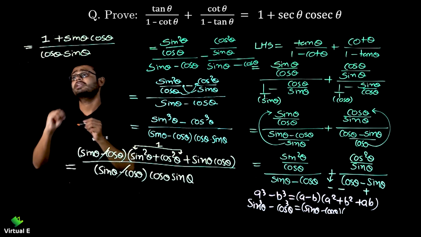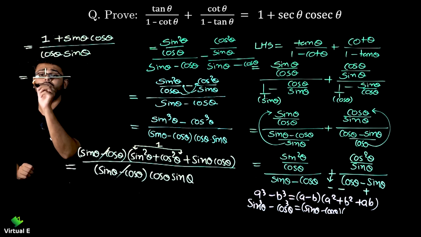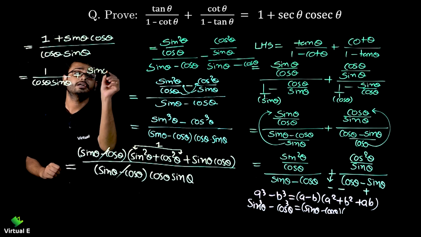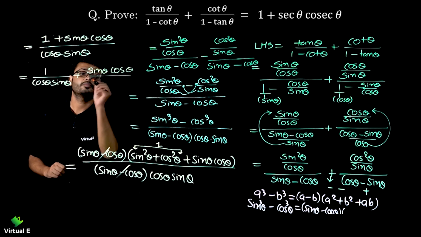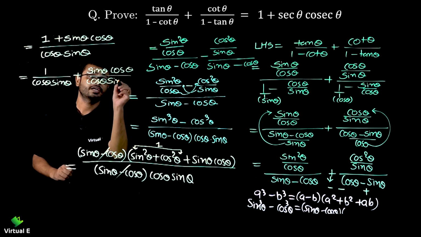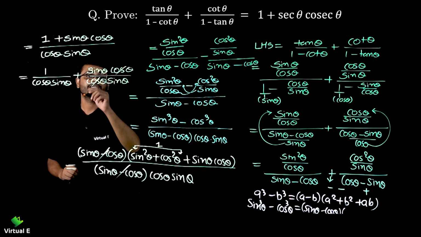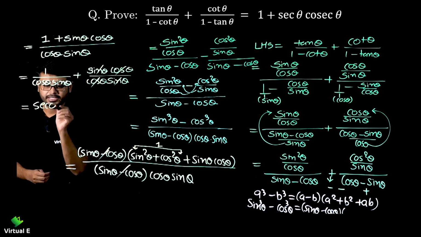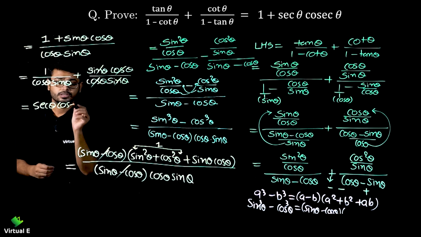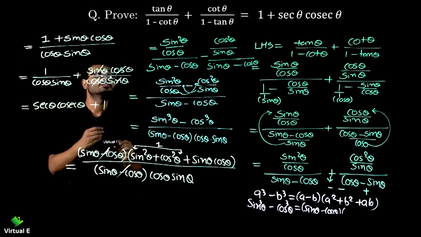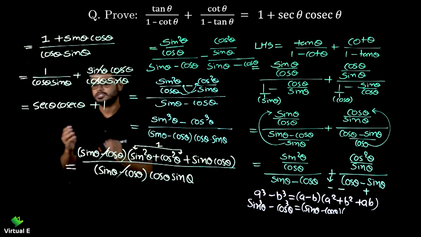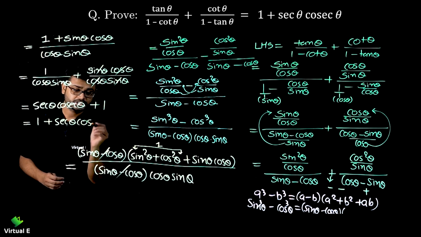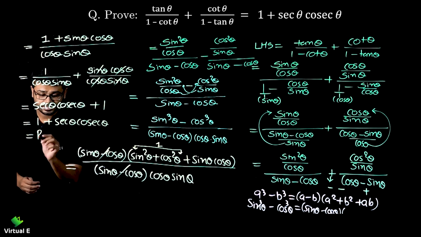Done. Now let's divide individually. Here it will be 1 over cos theta sin theta plus sin theta cos theta over cos theta sin theta. So you can see that cos theta cancels, sin theta cancels, and here 1 upon cos is sec theta, 1 upon sin is cosec theta, plus 1. We need to prove only the RHS. Let's rearrange it. 1 should be first: 1 plus sec theta cosec theta is equal to my RHS.